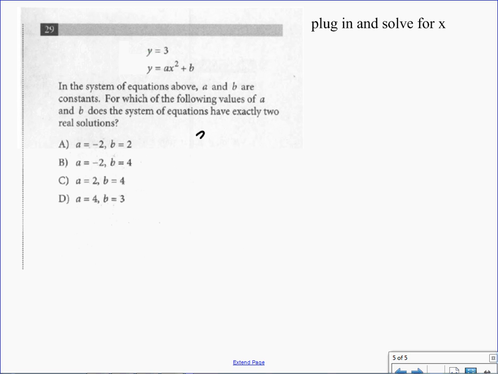Okay, so we have 3 equals ax squared plus b. And then we're just going to plug in the answers. Believe it or not, this is the fastest way to do it. There's lots of ways to do this problem, but this is the fastest way.